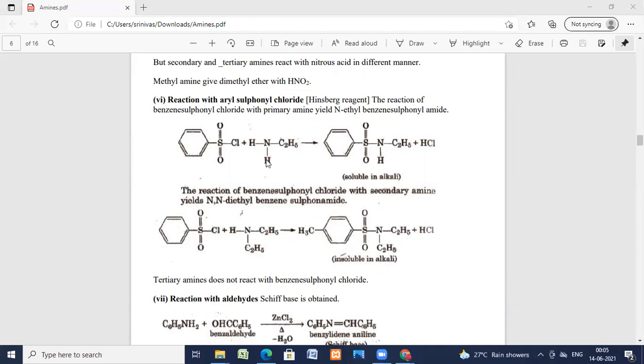For primary, two hydrogens are present, so it undergoes reaction with benzene sulfonyl chloride as well as with alkali. And secondary amine has only one hydrogen. It reacts with benzene sulfonyl chloride, but has no other hydrogen to react with the alkali, so it is insoluble in alkali. Coming to the tertiary amines, there are no hydrogens present, so it doesn't react with benzene sulfonyl chloride nor alkali. This way, we can differentiate the primary, secondary, and tertiary amines.